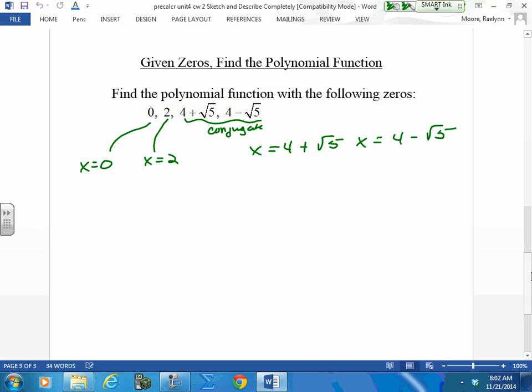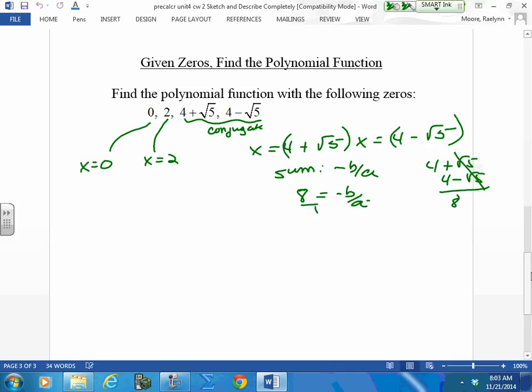So let's do our sum. Sum is negative b over a. What's the sum of these 2 roots? If you added them together, what's your sum? 8. Don't the radicals disappear? They work just like the i's. 4 plus radical 5, 4 minus radical 5. 8. And you can do that on your calculator.